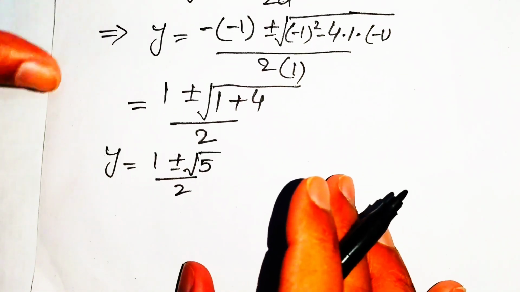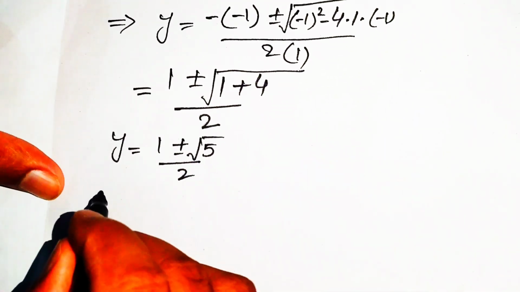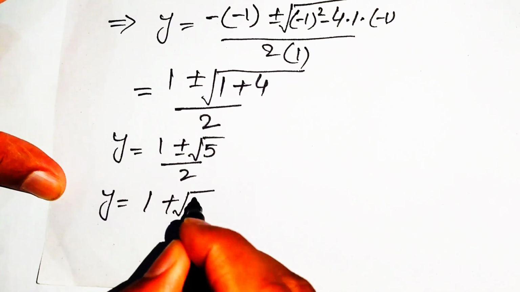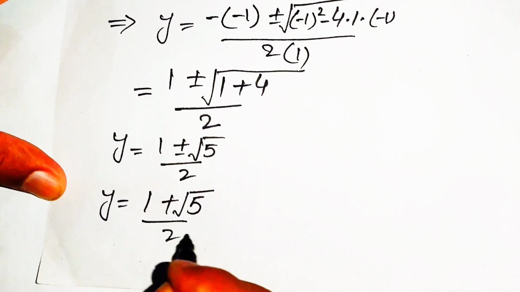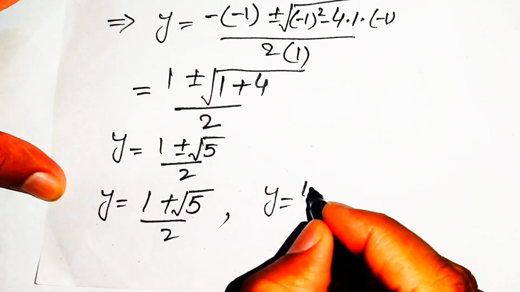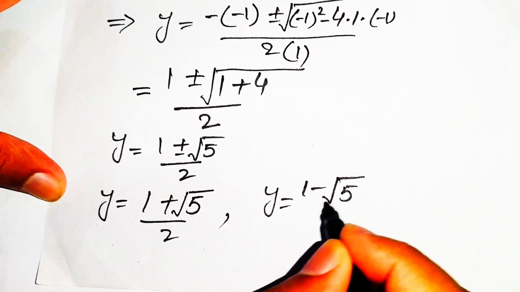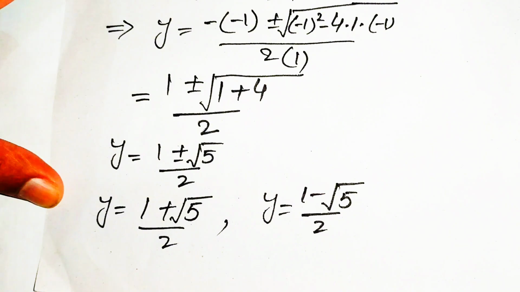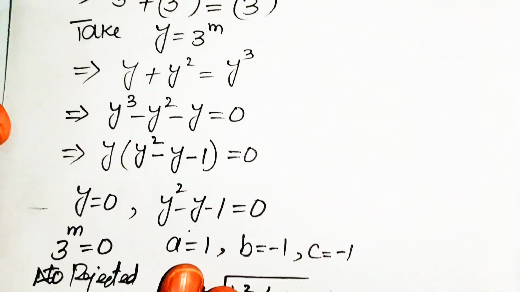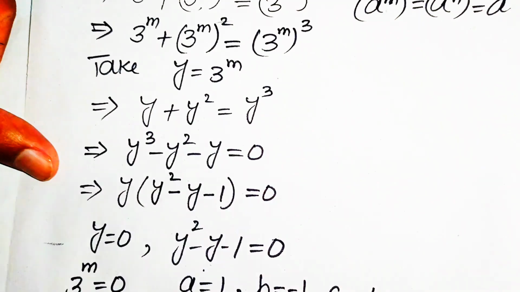So now we divide this into two cases. Our first case is we write y equals 1 plus square root 5 over 2, and the second case is we write y equals 1 minus square root of 5 over 2. So here we again back substitute the value of y. So our value of y is 3 to the power of m.